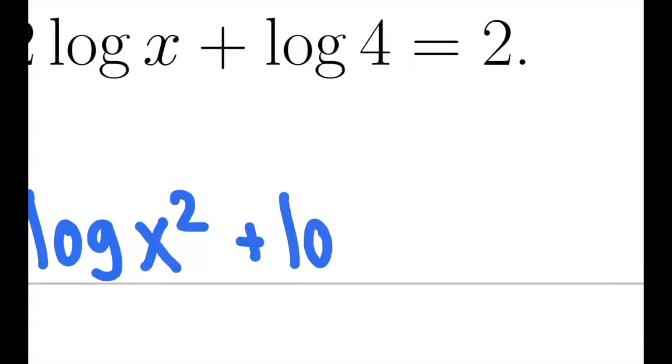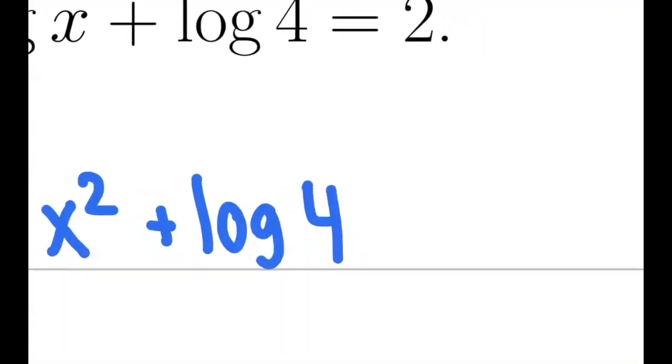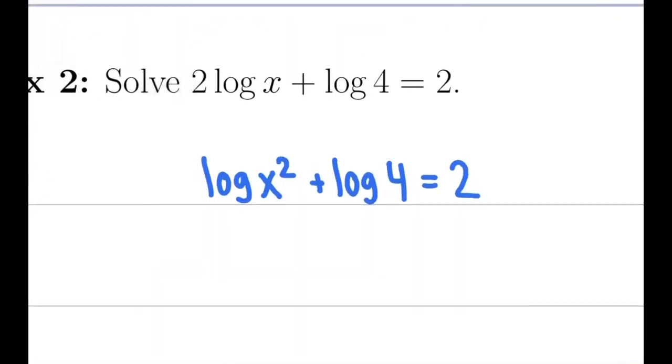And then I'm going to write the rest down. So log of 4, so plus log of 4 equals 2. All right, so that's the power property. And we're adding up 2 logs. So what property should we use now to combine these 2 logs?